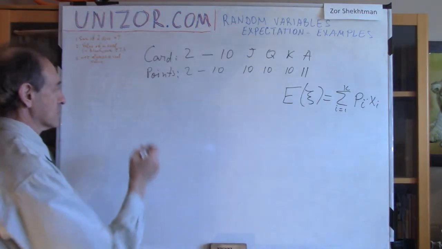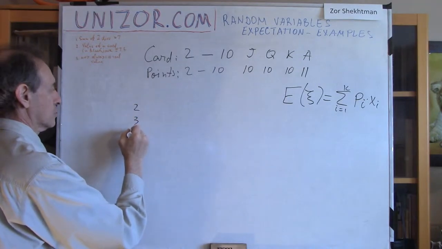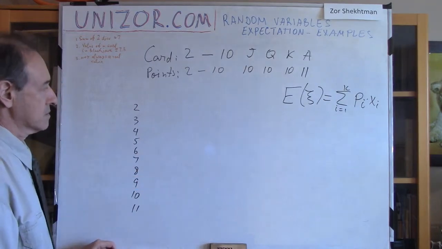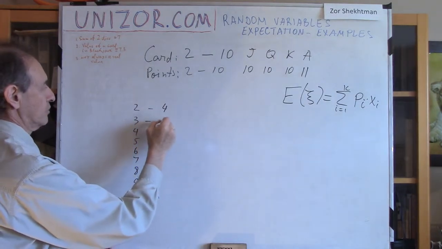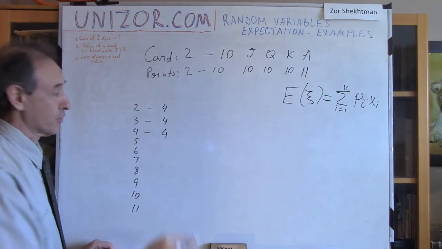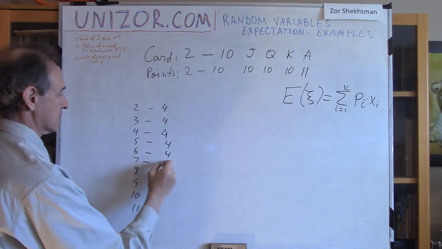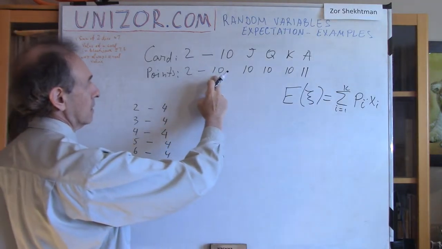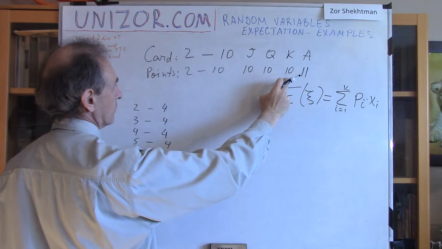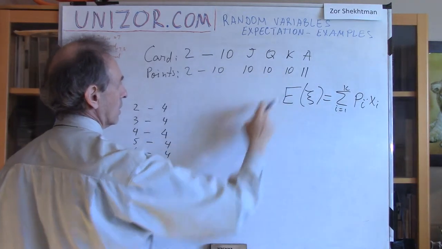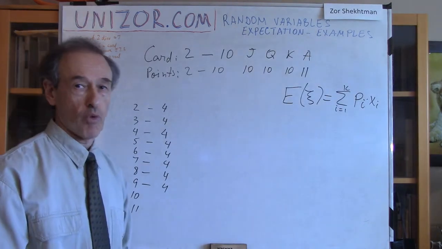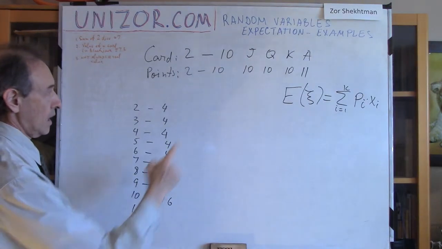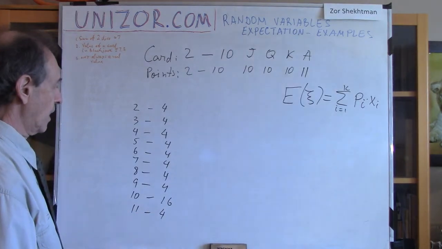So what are the values? Values can be from 2 to 10, to 11 actually. How many cards? With 2, we have 4 cards. With 3, we have 4 cards. With 4, we have 4 cards, corresponding to the 4 suits, right? Same thing for all the others. With 10, slightly different. We have 10, jack, queen, and king. So it's 1, 2, 3, 4 times 4 different suits, so it's 16. So 16 different cards have the value of 10. And again, 4 different cards, 4 aces, have the value of 11.